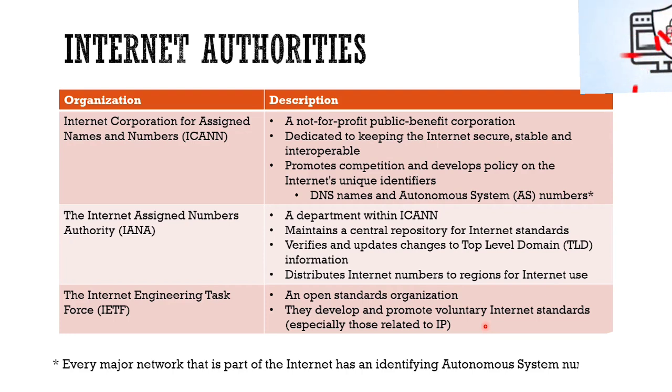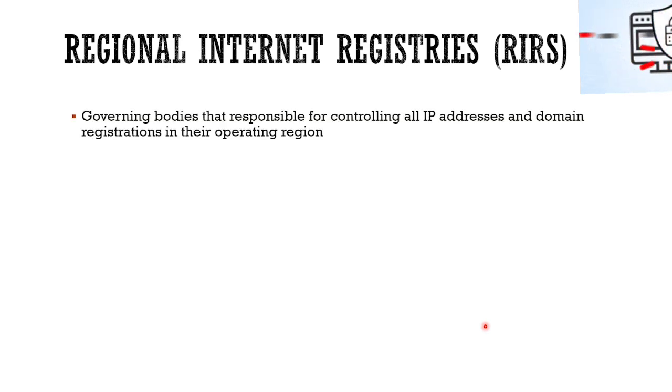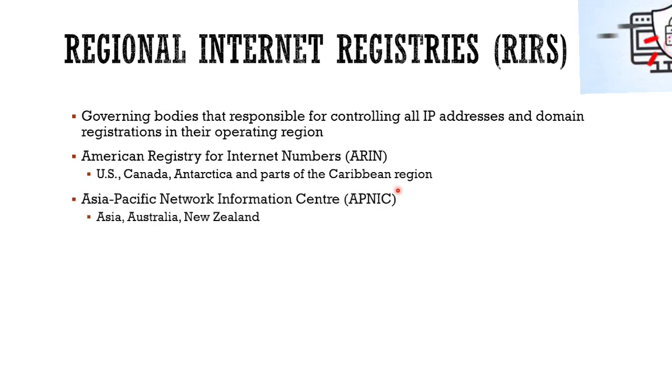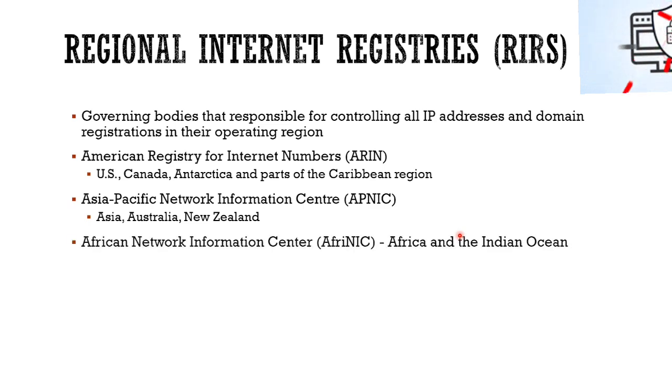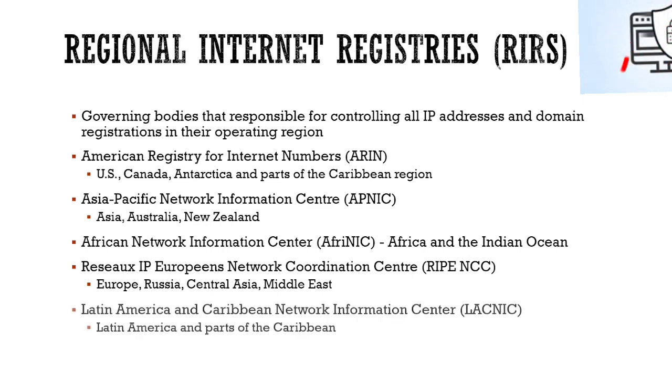The regional Internet registries, or RIRs, these are governing bodies for a specific area in the world. They're responsible for controlling IP address distribution and domain name registration for their particular operating region. Now, what regions do we have? We've got the one for the Americas, ARIN. We've got Asia Pacific, APNIC. There's AFRINIC for Africa and the Indian Ocean. There's RIPE NCC, which is for mostly Europe and the Middle East. And then there's LACNIC for Latin America and the Caribbean. So you can see the different RIRs here.